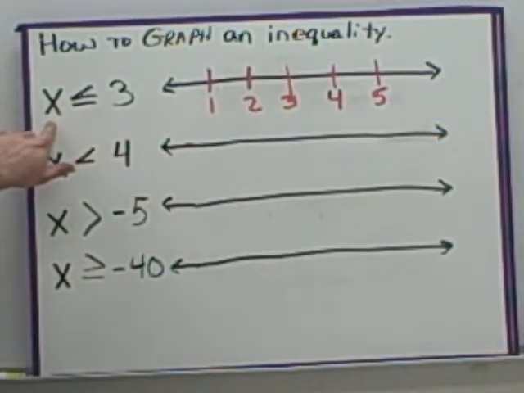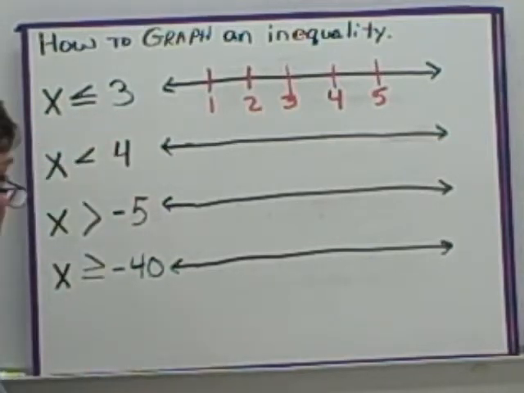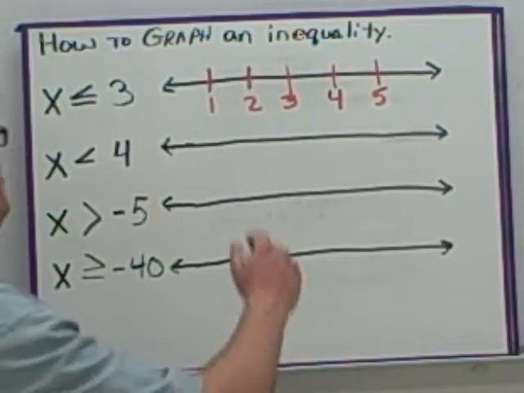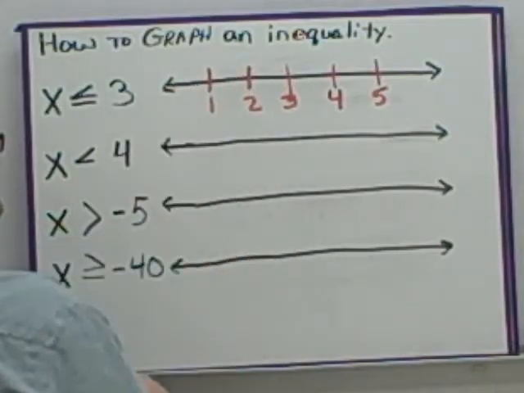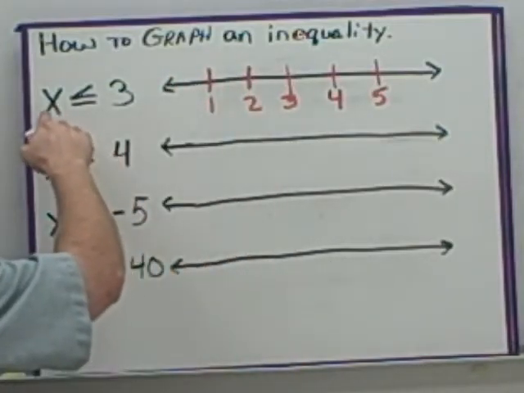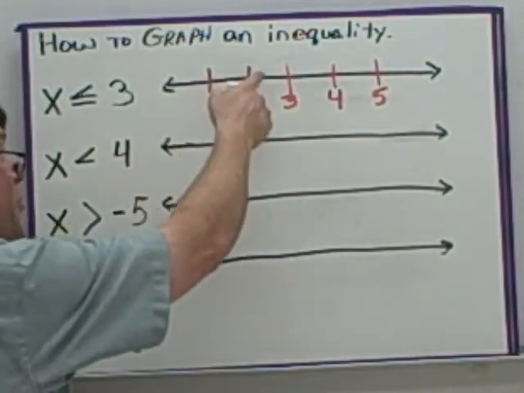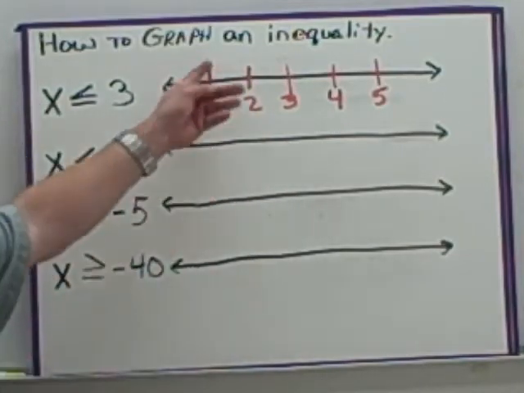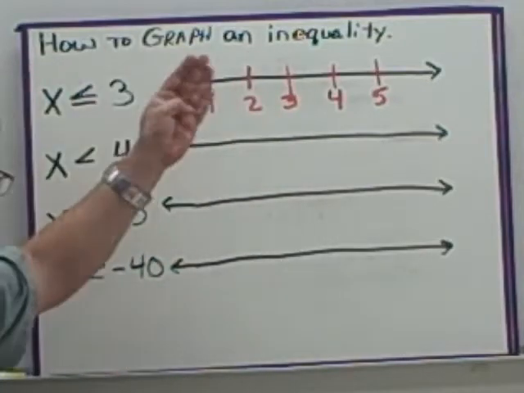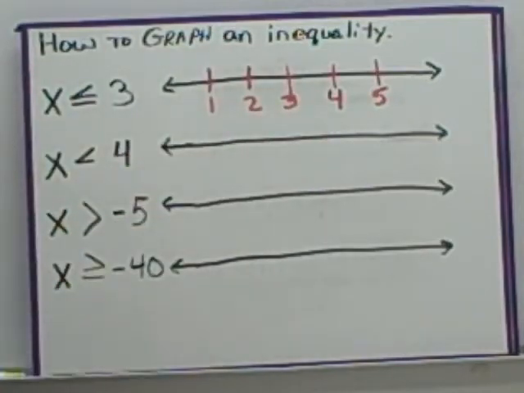When I plug in the value of 1 for x, I get 1 is less than or equal to 3. Is 1 less than or equal to 3? Yes, it's less than. So we do want to include this point. Do we want to include 2? 2 is less than 3. So yes, we want to include that point. Do we want to include any of the points in between? Yes, all those fraction and decimal values are less than or equal to 3.